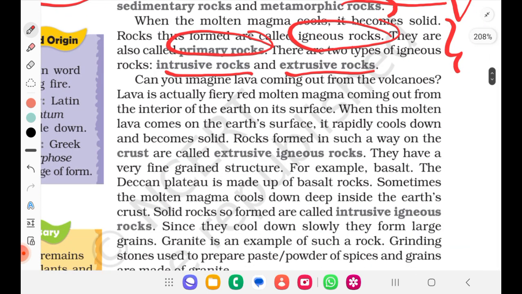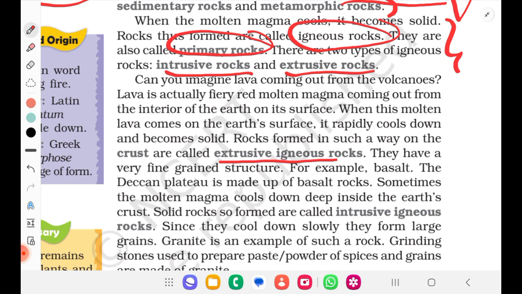Can you imagine lava coming out from the volcanoes? Lava is actually fiery red molten magma coming out from the interior of the earth onto its surface. When this molten lava comes on the earth's surface, it rapidly cools down and becomes solid. So when it comes out of the earth, it will cool quickly because outside it is cool, right? Rocks formed in such a way on the crust are called extrusive. So outside the earth, if it is forming, it is extrusive rock.